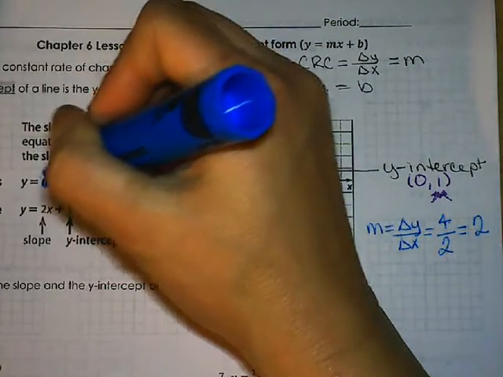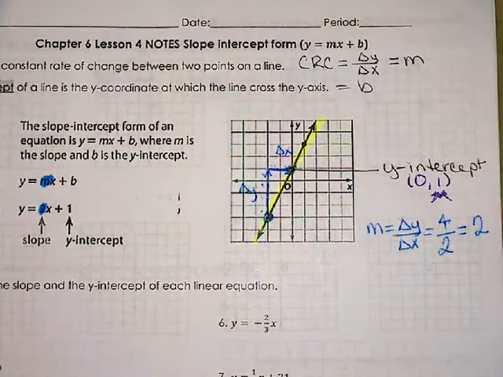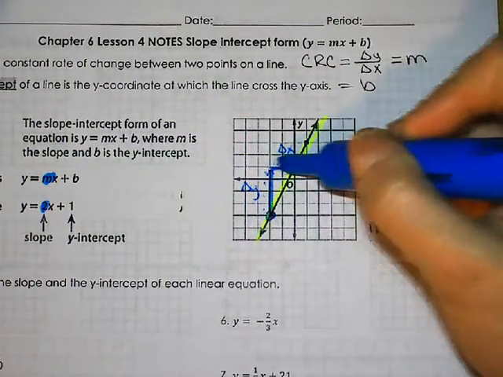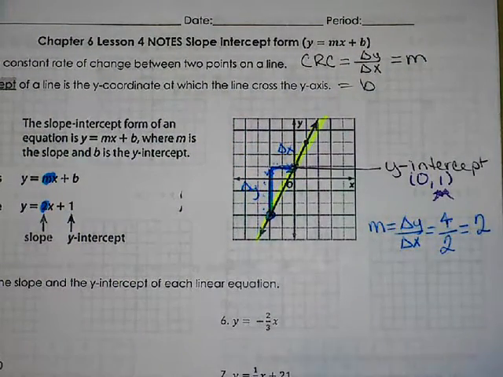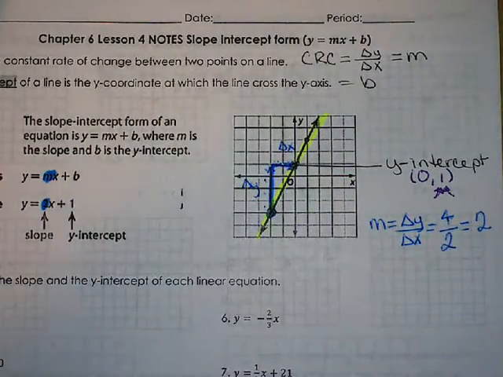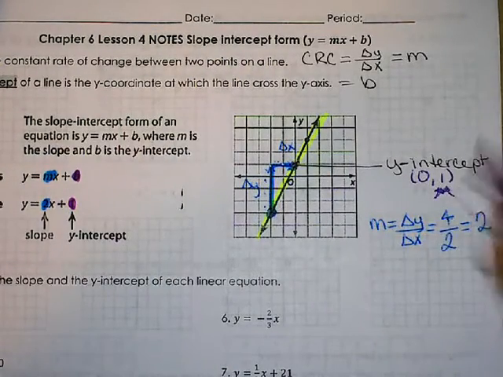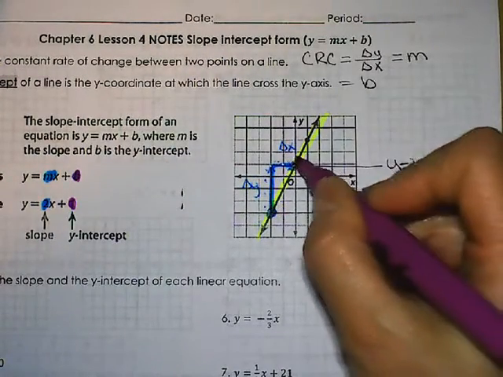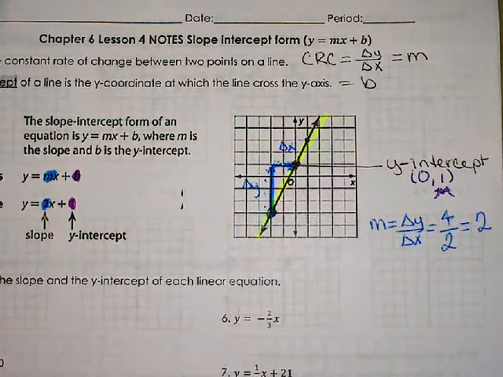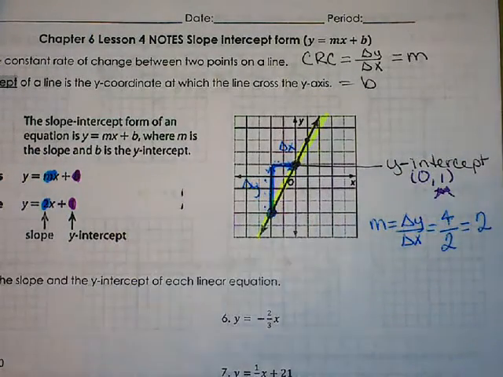So we have our slope, which was found by making our triangle. And we have our y-intercept, which is the value of y where it crosses the y-axis. Let's take a look at a couple of examples to see if we can make sense of this.